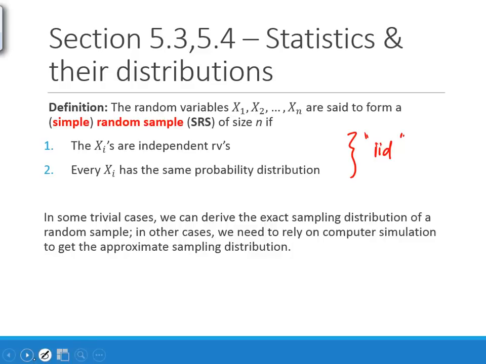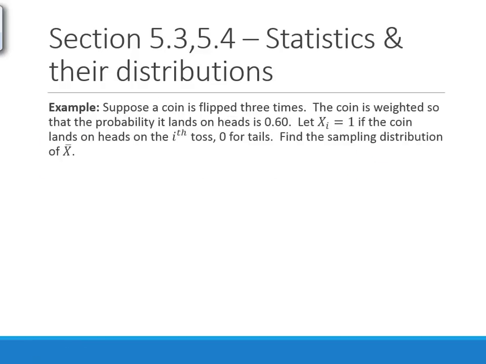Okay, so enough definitions here. Let's try to do an example. Suppose that I flip a coin 3 times, and the coin is weighted such that the probability of landing on heads is 0.6. So it's an unfair coin here. And let's let xi equal 1 if the coin lands on heads on the ith toss, and 0 for tails. And we want to find the sampling distribution of x bar. So it's implicitly assumed here that the coin tosses are independent.